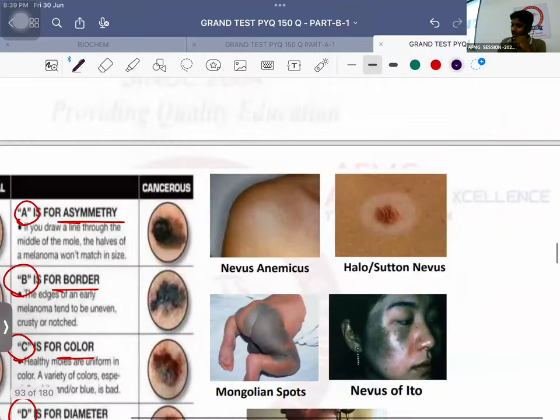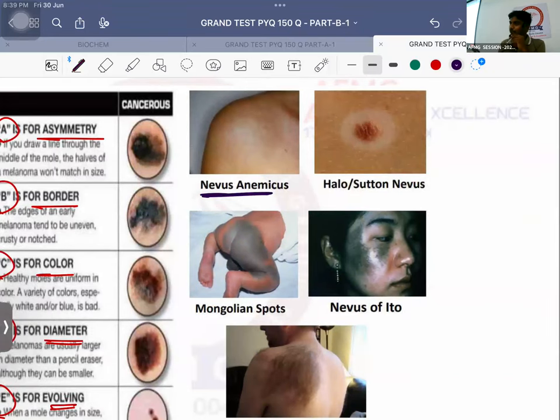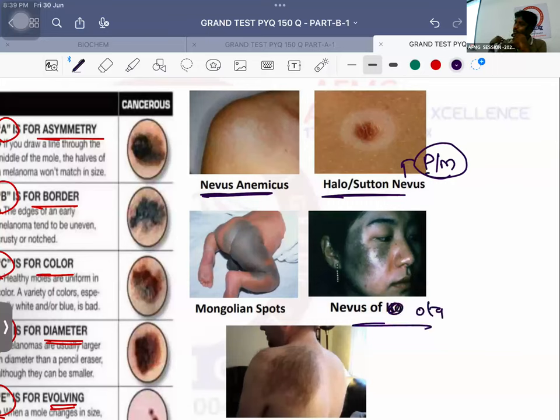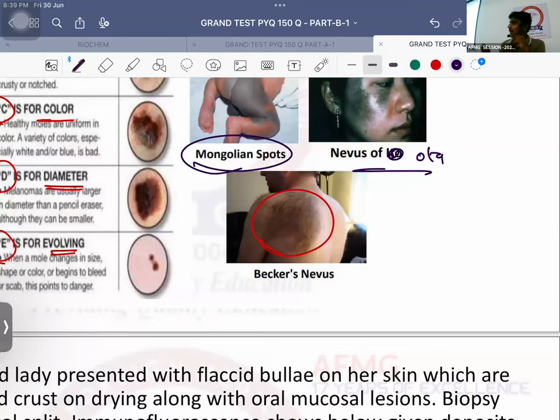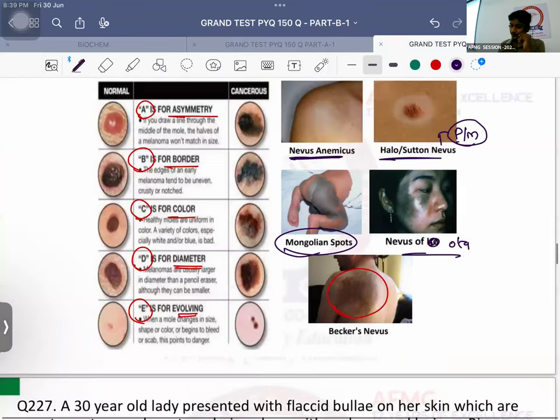And E for evolving, matlab it will keep on growing in size rapidly. Okay. These are nevus. The nevus which is white or pale in color is called nevus anemicus. This is called the halo or Sutton nevus, which is pre-malignant. Important. It is a pre-malignant lesion. This is the nevus of Ota. And on the shoulder, if we see, that is called nevus of Ito. These are the Mongolian spots seen in a newborn baby. What is the treatment? No treatment. It will subside by 1 year of age. And this is Becker's nevus, where we can see hairs also on the shoulder.